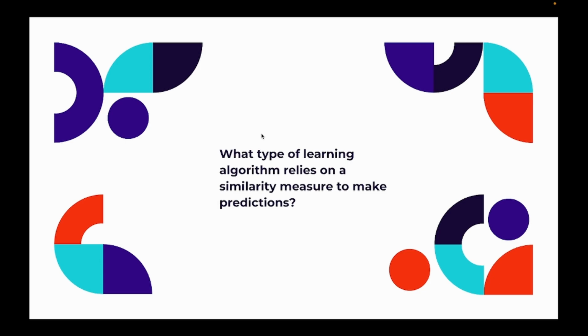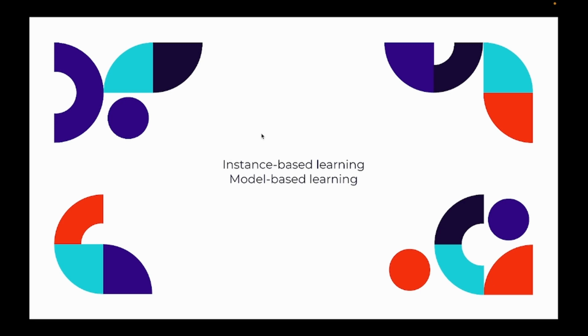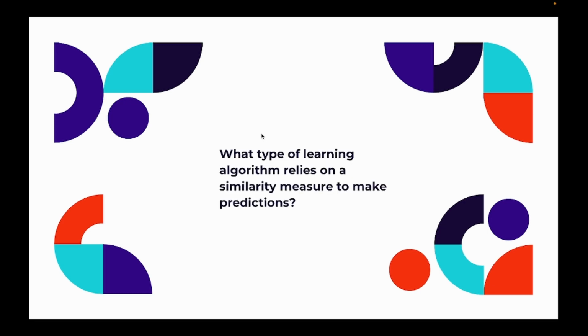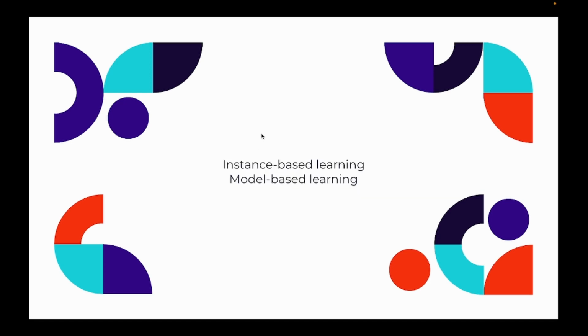Now, what type of learning algorithm relies on similarity measures to make predictions? There are two types of learning algorithms that depend on similarity measures to make predictions. Those are instance-based learning and model-based learning.